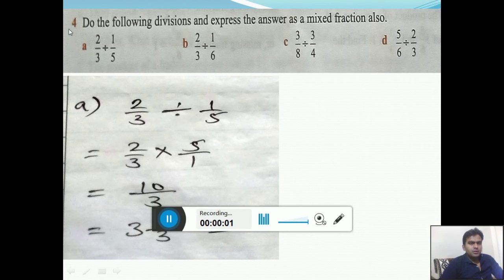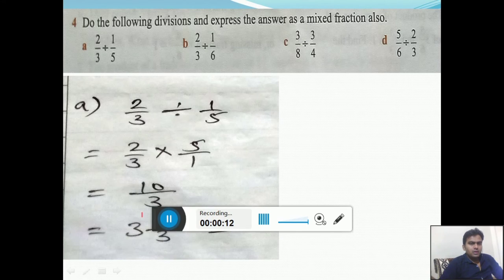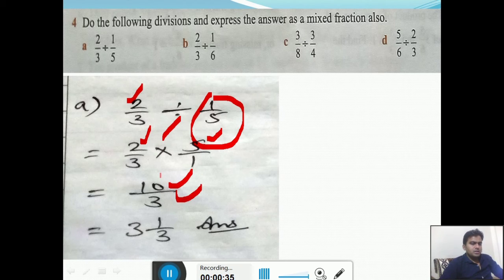Next question number 4. Do the following division and express the answer in mixed fraction. So how to solve? First write down the first number as it is and reciprocal the second number, 1 upon 5, as 5 upon 1 and change the sign from divide to multiply. So you are having in the numerator 2 and 5. So multiply 2 and 5. So it will become 2 into 5, 10 upon 3, and change this improper fraction into a mixed fraction.